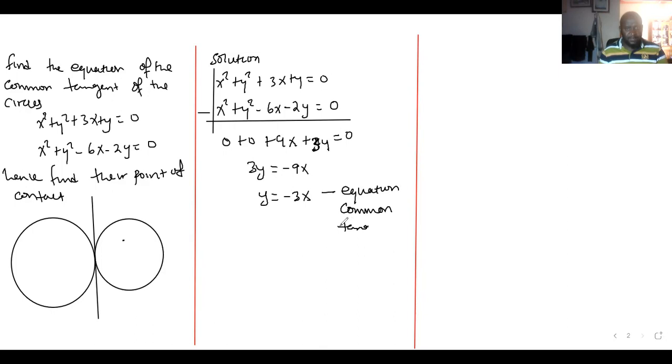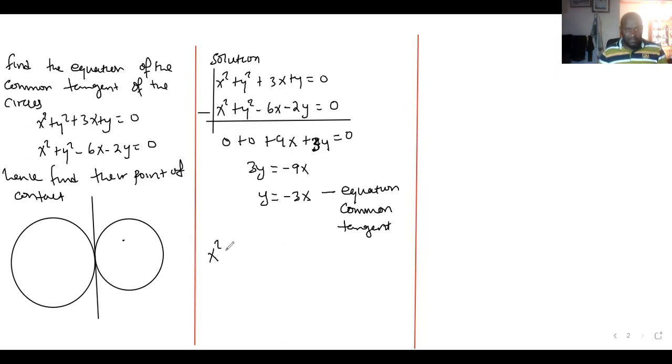Common tangent. If that is the equation of the common tangent, then we can substitute it into one of the circles and find the point of contact. How do we go about that? Choose, for example, the second one.